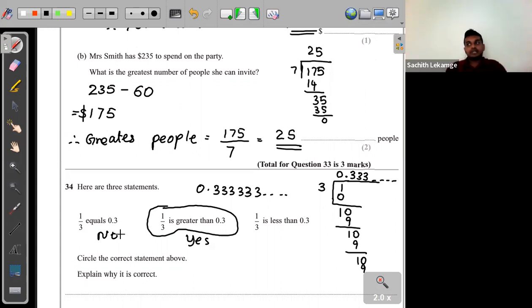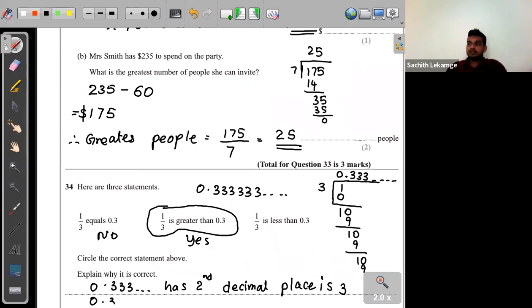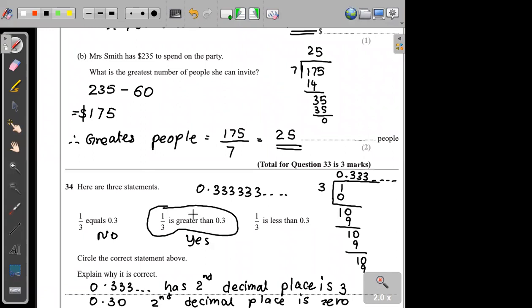The explanation is that the second decimal place, if you check, is also 3. Right? But if you take 0.30, the second decimal place is 0. So 3 is bigger than 0. If you go to the second decimal place, 0.3 has 0, and what does 0.33 have? 3.